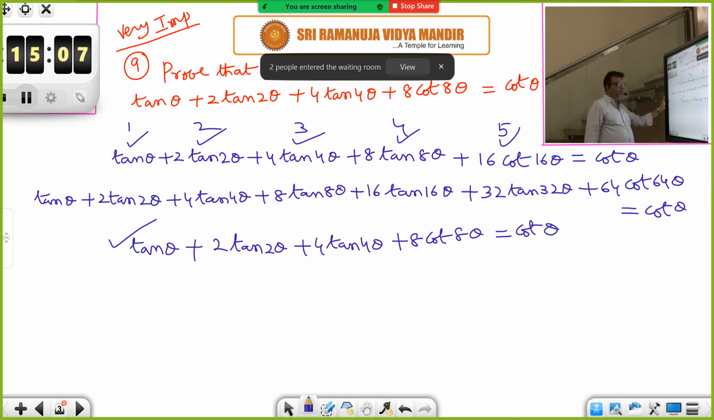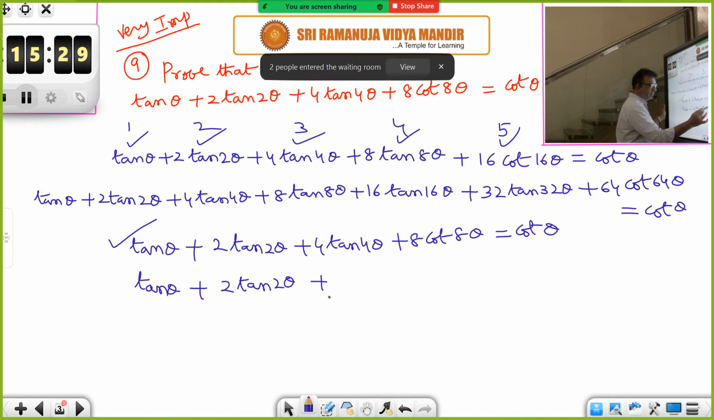Perfectly right. Tanmay, can you tell in 2, 3 terms? Madhuri, please tell me in 3 terms. Sir, tan theta plus 2 tan 2 theta plus 4 cot 4 theta is equal to cot theta. Correct.